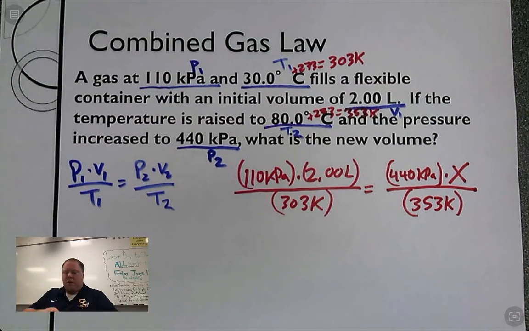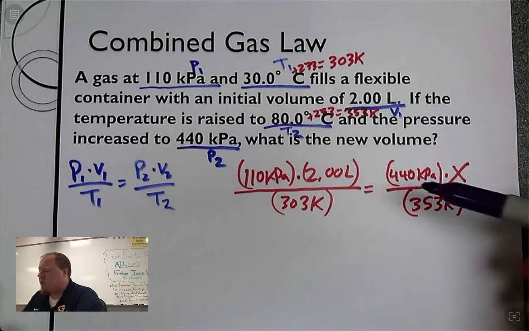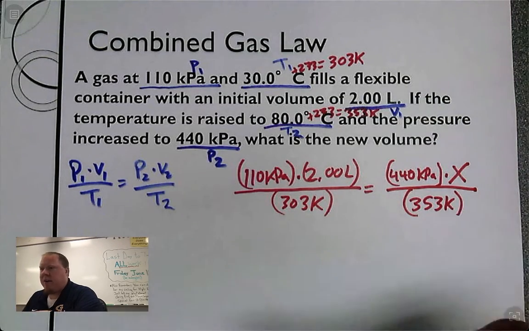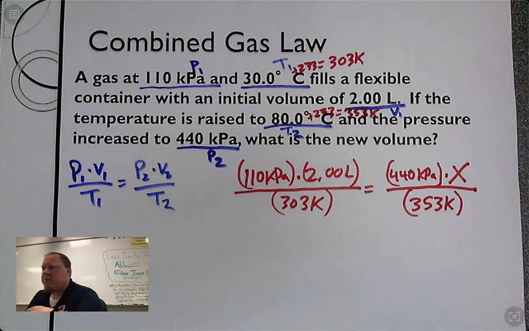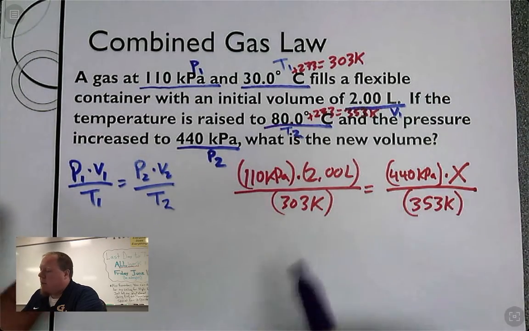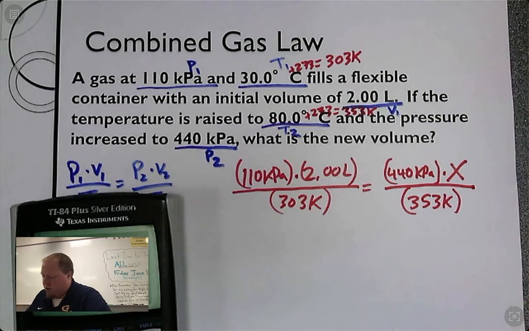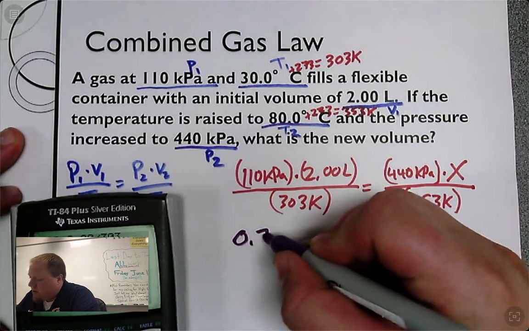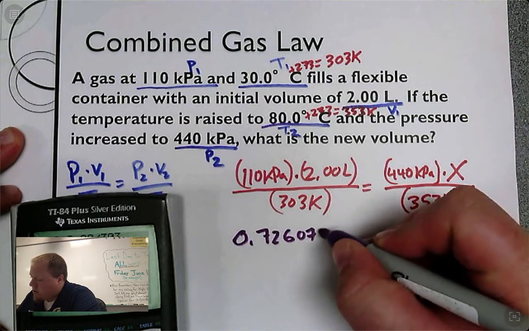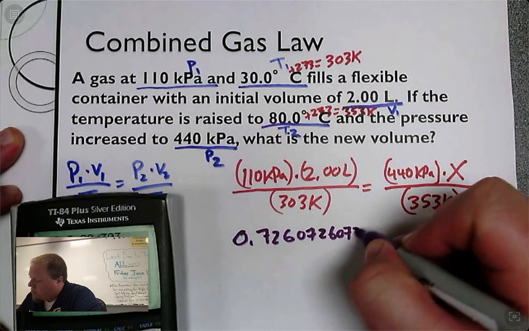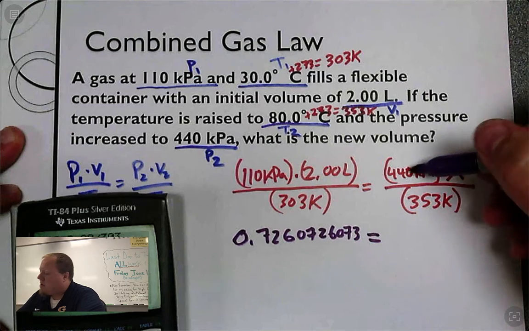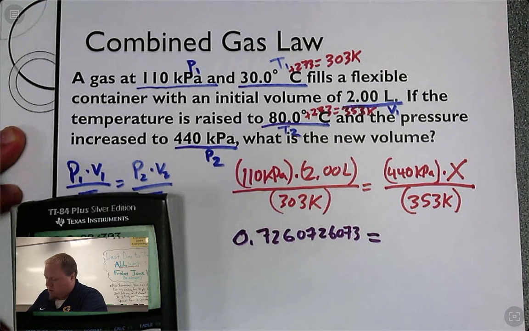Okay, next I'm going to simplify. And you can do this however you want. I personally like to simplify and then find X. But you can do this however you want as long as it is correct algebra. So, I'm going to take 110 times 2.00 divided by 303. This gives me 0.72607263 equals, and I'm going to simplify this, 440 divided by 353.